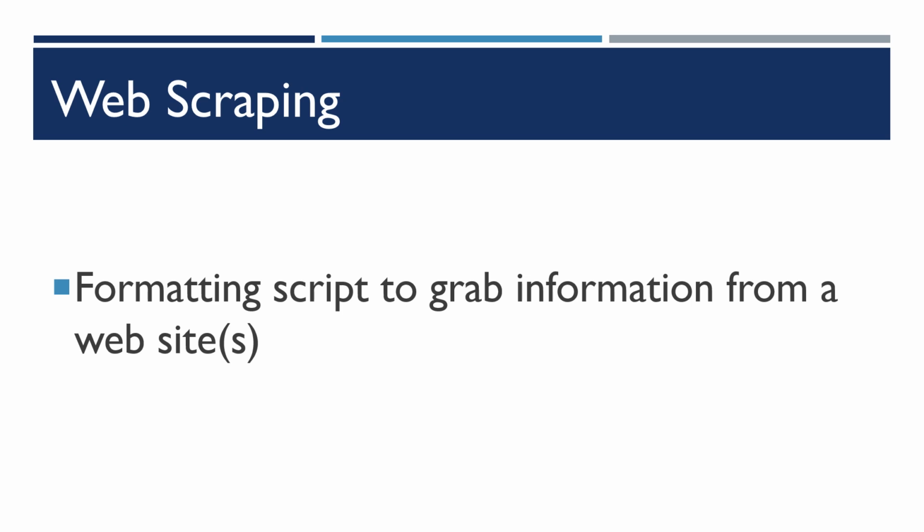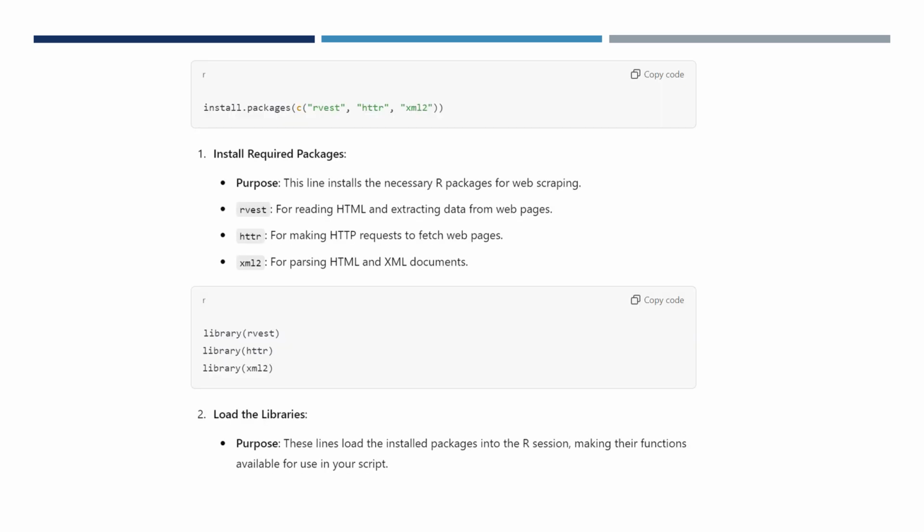So we're going to look at formatting a script to grab some information from a website. In order to do this, we're going to have a couple of different packages installed maybe. Because I don't have any of these installed already, I don't have to go through that check process to see if it's installed, and if it's not installed to install it. I know these aren't installed, so I'm just going to install them. Makes the script a little easier to read too.